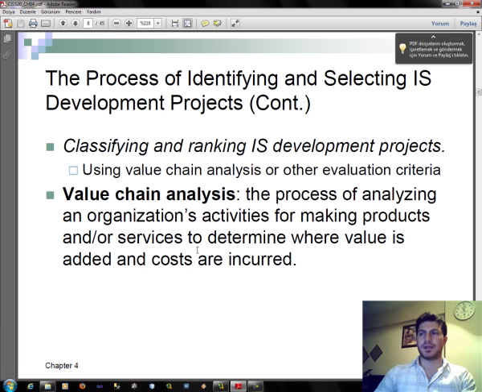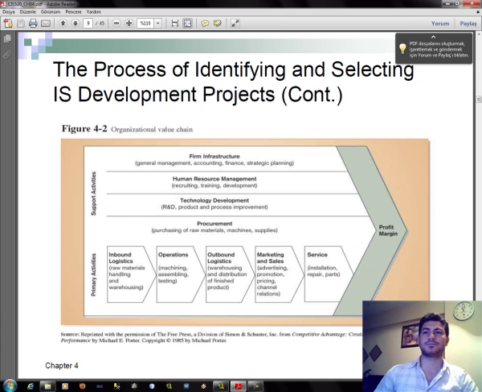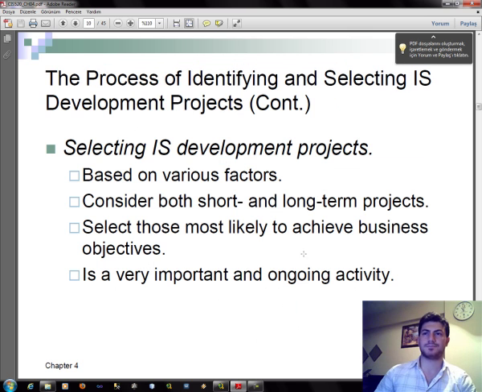Classifying and ranking IS development projects using value chain analysis or other evaluation criteria. Value chain analysis: the process of analyzing an organization's activities for making products and services to determine where value is added and costs are incurred. Here is a figure, organizational value chain. You can see and read.